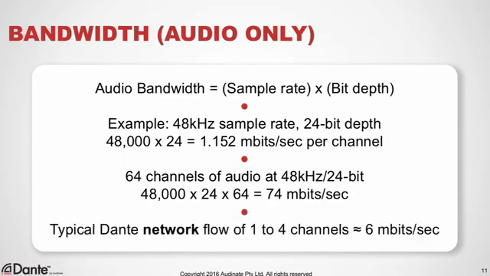An important note: in Dante, multiple channels of audio are efficiently packaged into what we call flows, and so do not have a one-to-one correspondence with the bandwidth required for a single channel of audio. Still, this is indicative of the amount of bandwidth required.